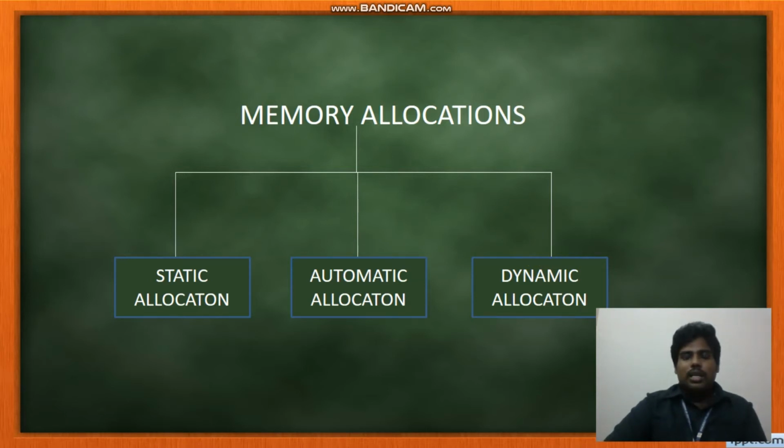Already in the first unit I taught about storage classes. What are the things you learned? There are four types of storage classes, right? What are they? The first one is auto. Auto is automatic memory allocation, right? The second one is extern, that is global. The third one is static. The fourth one is register. Already you know what is static.